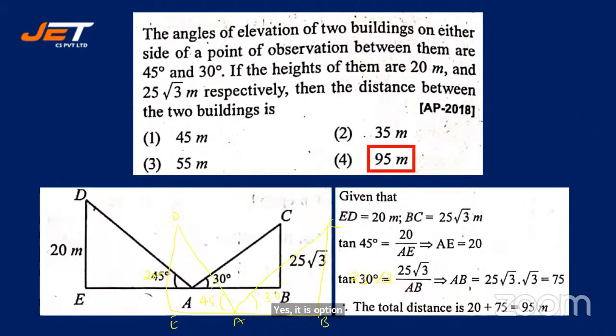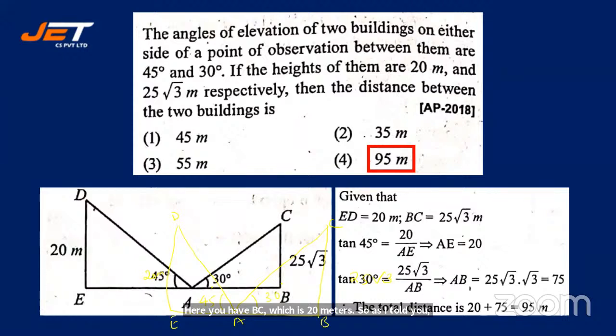How? See the diagram, which is very clearly given. So here you have ED, which is 20 meters. Here you have BC, which is 25 root 3 meters. So as I told you, it is tan 45, which is nothing but 20 by AE.